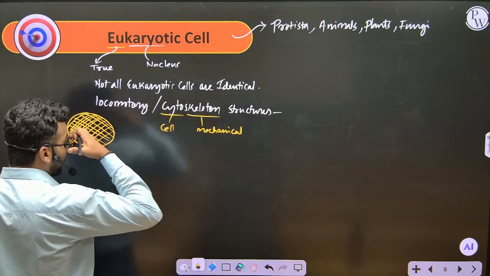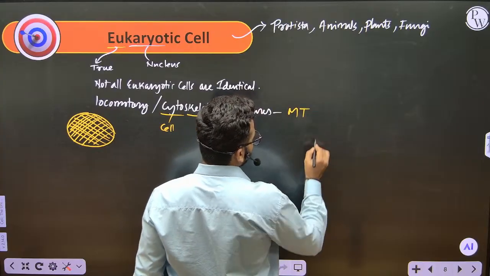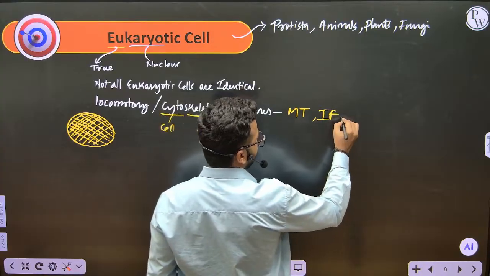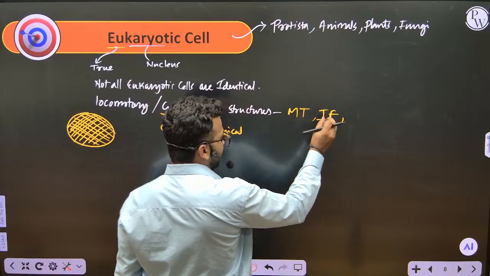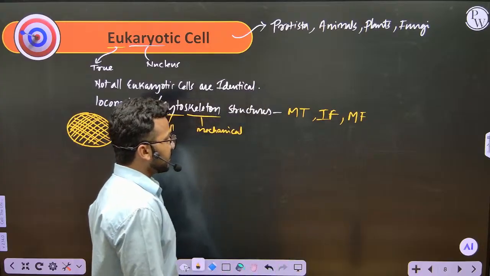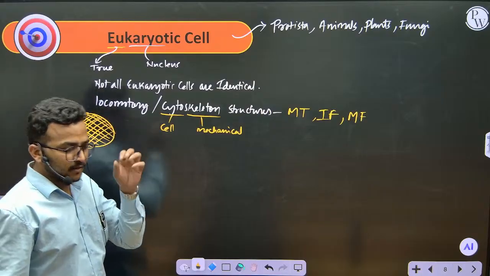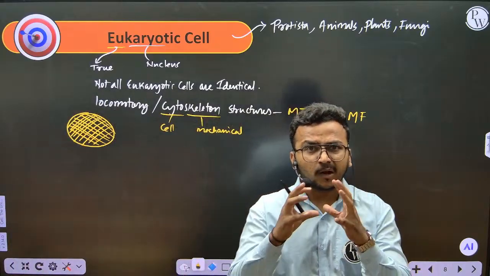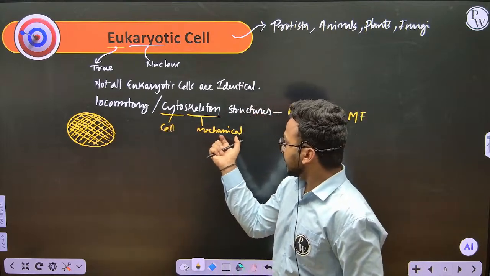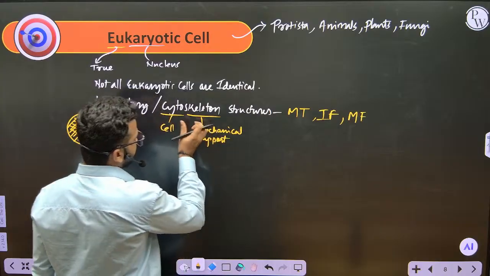Cytoskeleton is made up of some proteins that we will be seeing in the next session. That is microtubules, intermediate filaments and microfilaments. I am writing only the short form because in later sessions we will be studying this in depth. So these are proteins. This protein structure is making a web-like structure, giving a proper shape to this cell. So that's why it is providing mechanical support, no? So that's why we named it cytoskeleton.